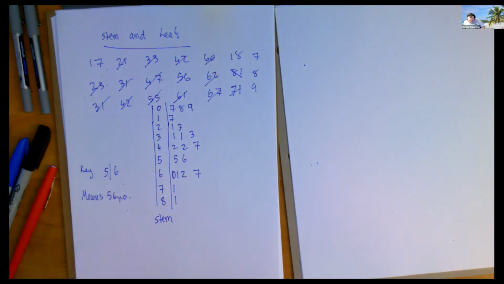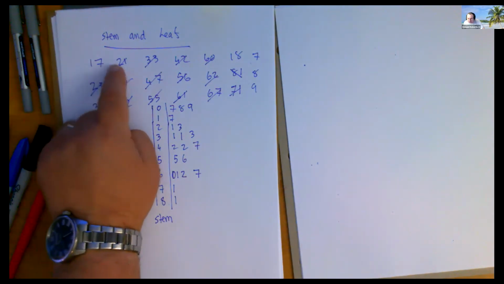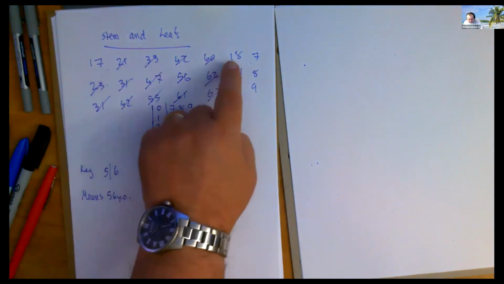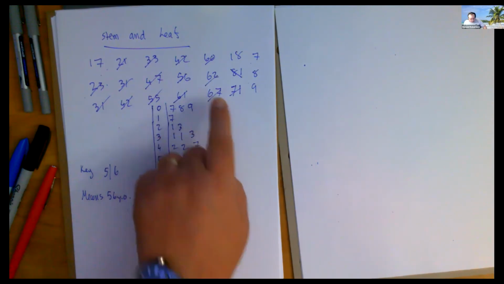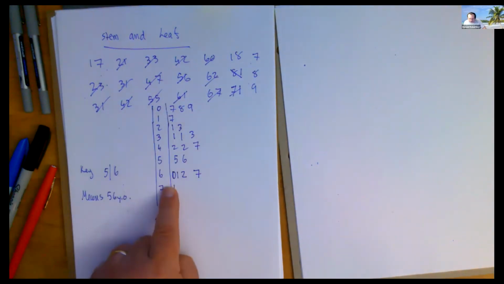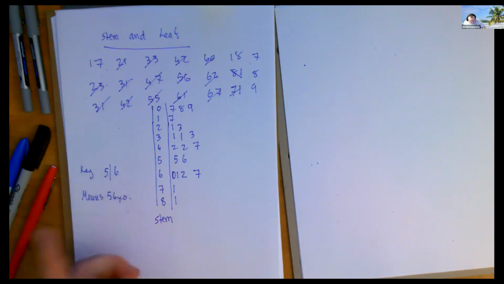This same technique could be used if these were 1.7, 2.1, 3.3, 0.7, 6.7, right? You don't know what this represents unless someone gives you a key. It could mean that 5|6 meant 560 or 5,600,000 or whatever, right? If you don't put the key, it's not really complete.